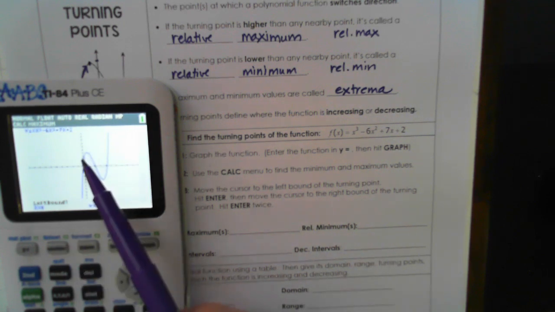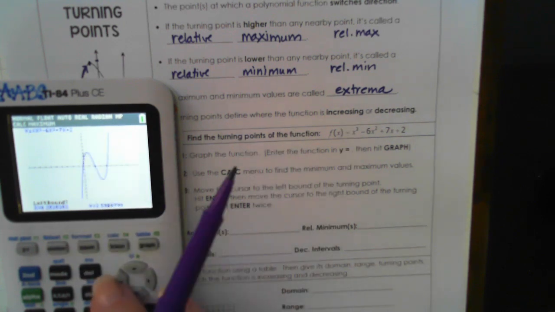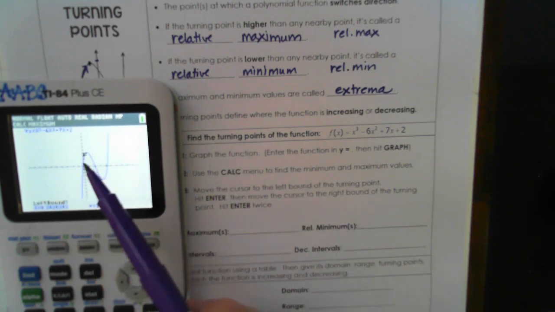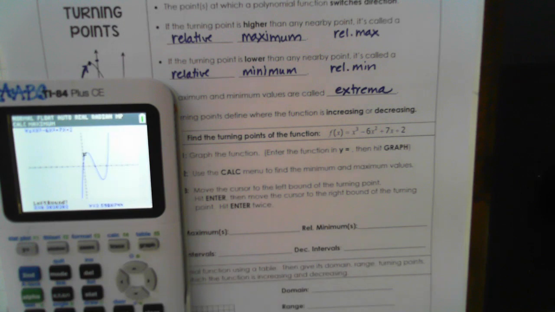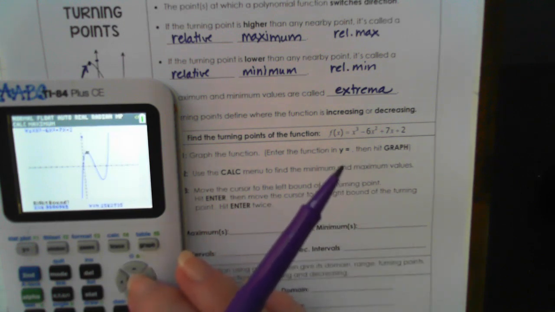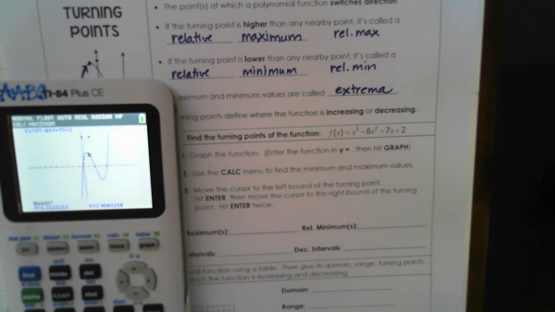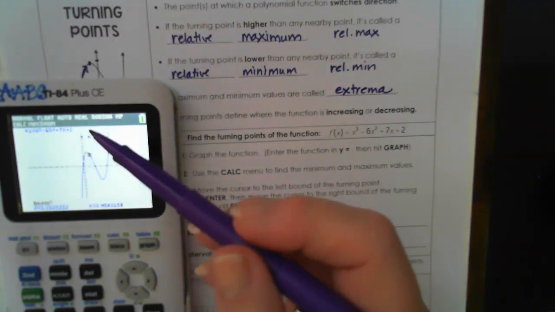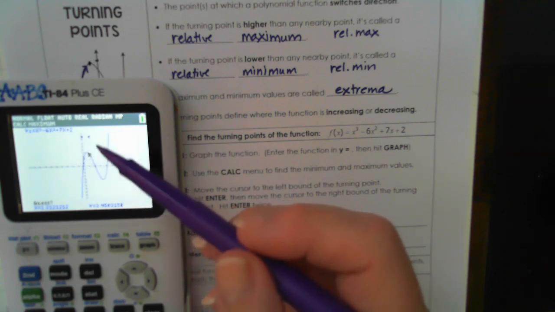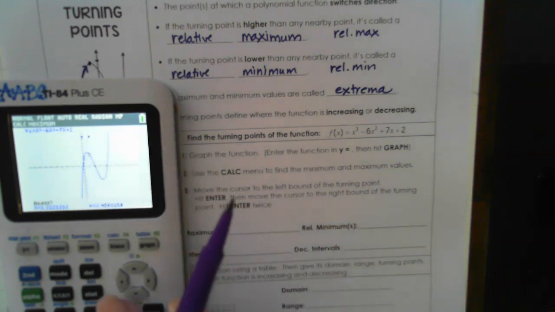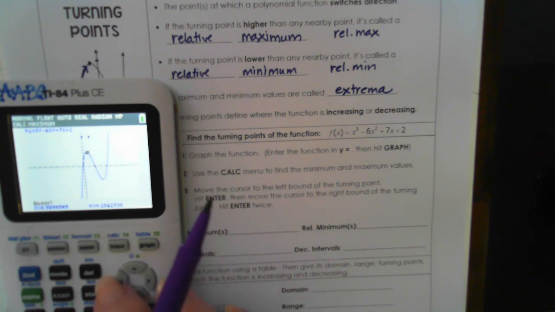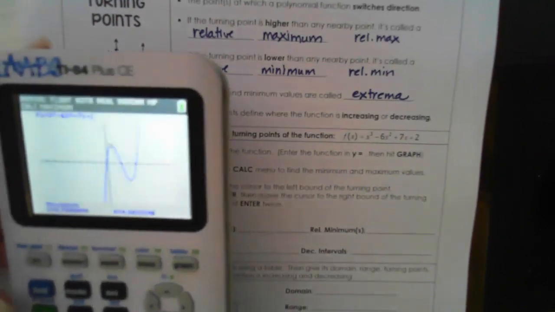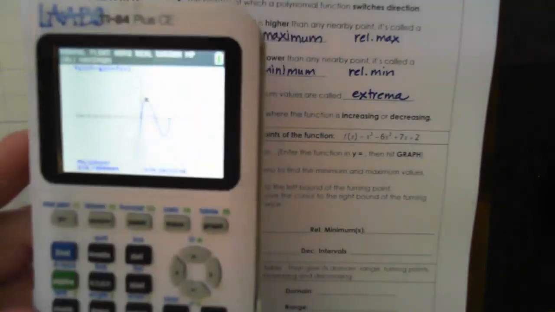Now it's asking for the bound on the left. So you move your cursor so that it is definitely to the left of that maximum, but kind of close, and hit enter. Then you go over to the right side of it and hit enter. On my calculator, it gives me a little boundary and asks, is this the local area you're talking about? And the answer is yes. Guess means to move your cursor to about where you think it is and hit enter. It's really blurry, I'm sorry, but your calculator should show it.